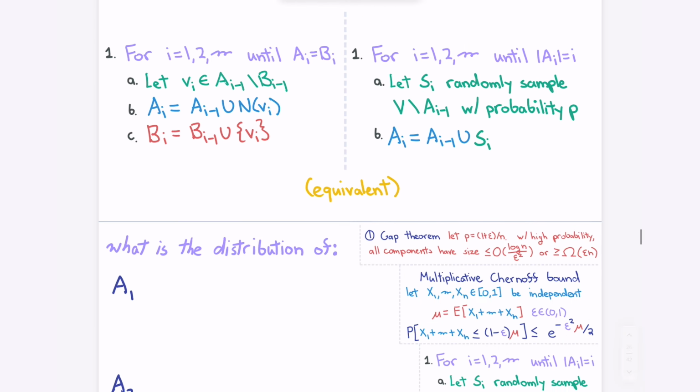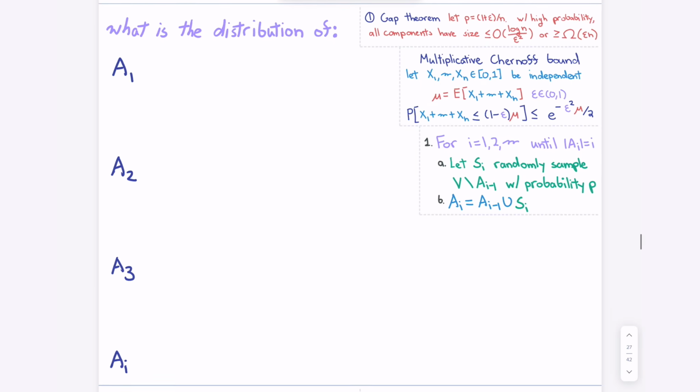Good. So let's look at these A_i sets. Actually, let's look at their cardinality in particular. We start with A0, which is just that one vertex we start with, so there's nothing interesting there. What is the distribution of A1? Yeah, so for example, what's the expected size of A1?